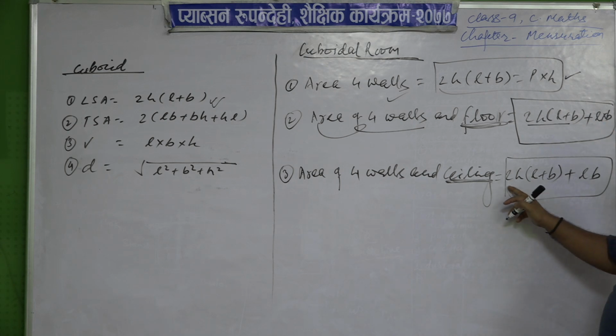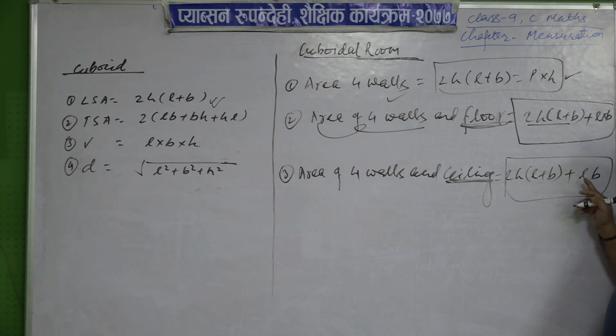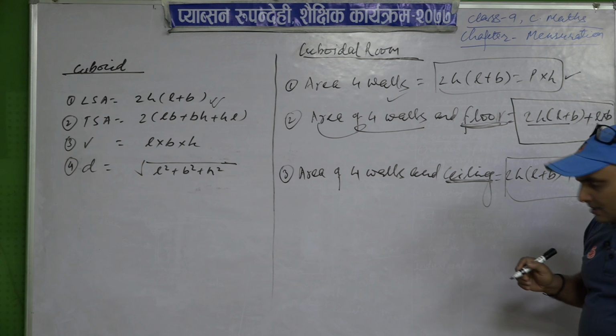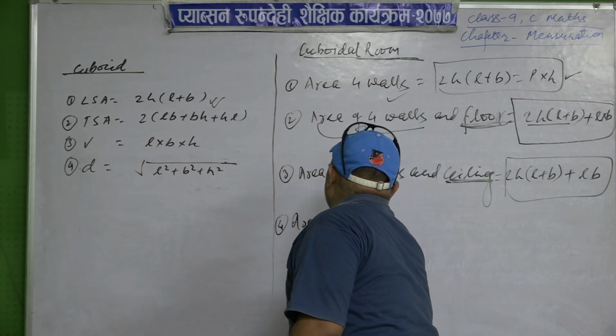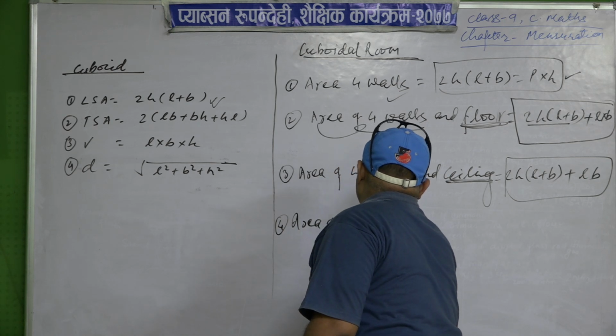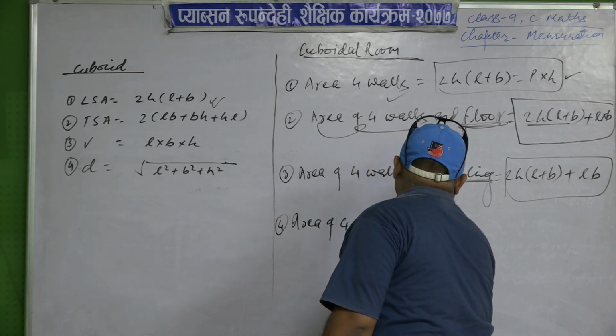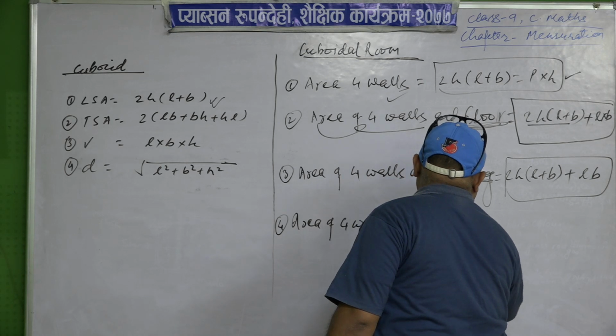Okay, 2h(L + B) plus LB. Now see number 4, area of four walls, floor and ceiling.